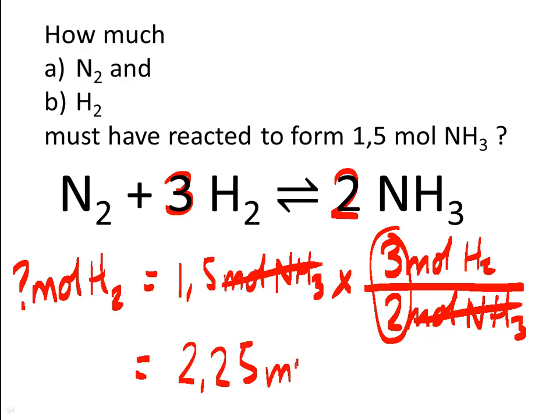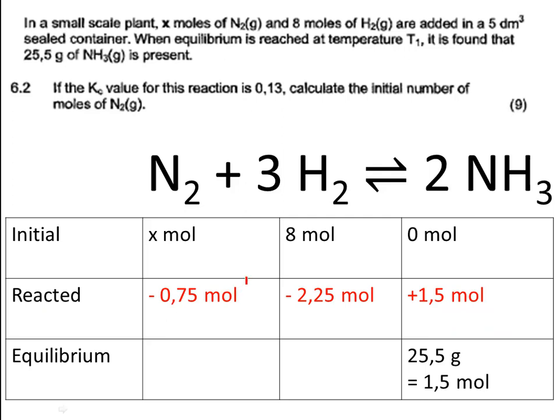1,5 multiplied by 3 divided by 2 is equal to 2,25 moles of hydrogen. So we know that 0,75 moles of nitrogen reacted, reducing the amount of nitrogen from the initial amount, and 2,25 moles of hydrogen reacted, reducing the amount of hydrogen from the initial amount. And we already have the initial amount, and so we can calculate what the equilibrium amount was for hydrogen. 8 minus 2,25 moles, 5,75 moles of hydrogen at equilibrium.